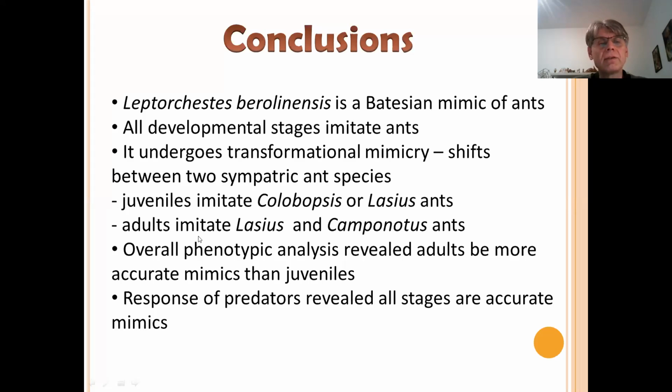Our overall phenotypic analysis revealed that adults are more accurate mimics than juveniles, but the visual modeling of birds has shown the reverse. That means that juveniles are better mimics than adults. And the response of predators reveals that both juveniles and adults are accurate mimics, well protected from predation.